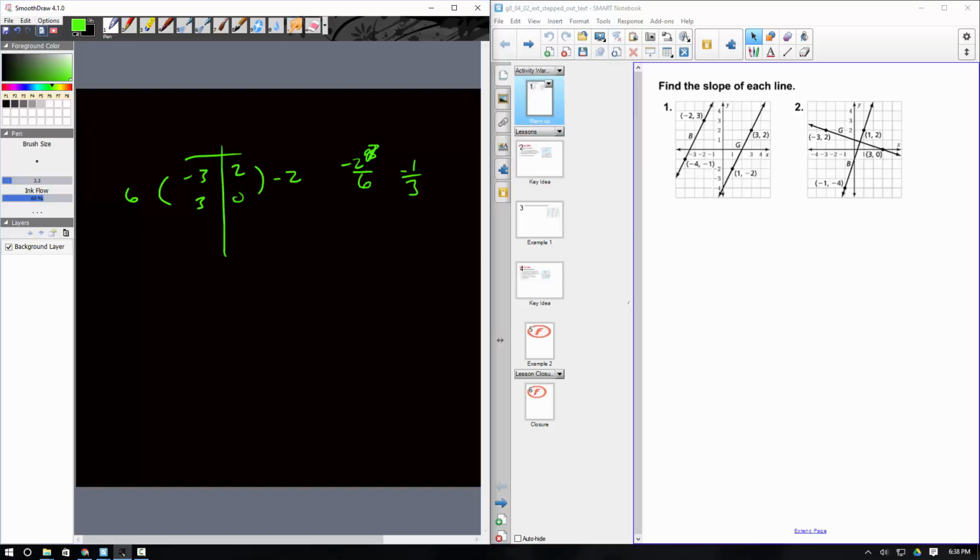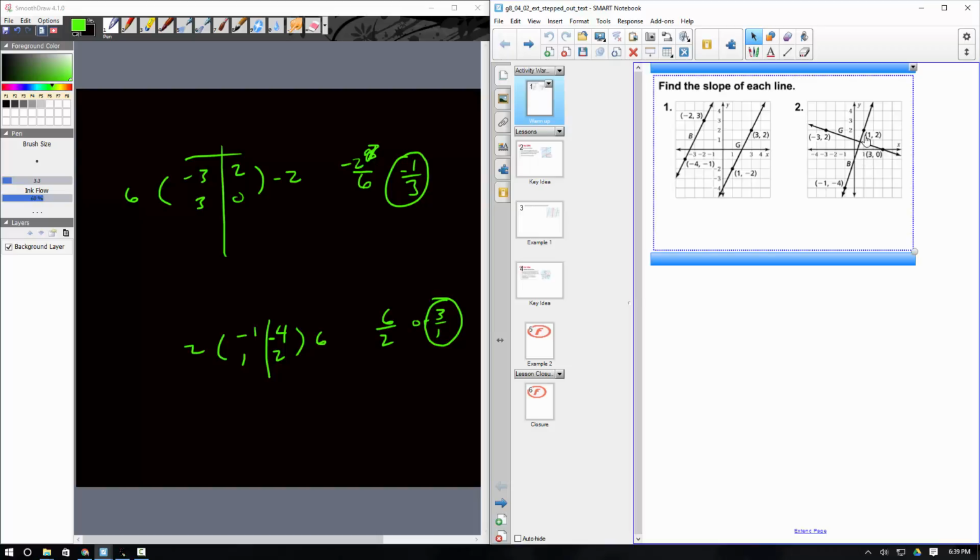If I take (-1, 4) and (1, 2), this change is going to be up by 6, and this is going to go up by 2. So this would be 6 over 2, or 3 over 1. Let's see if that works. I go up 1, 2, 3 over 1, 1, 2, 3 over 1. If you look at these, I have a 3 over 1 and a -1 over 3. You're going to notice that this actually forms a right angle.